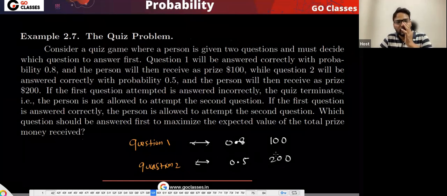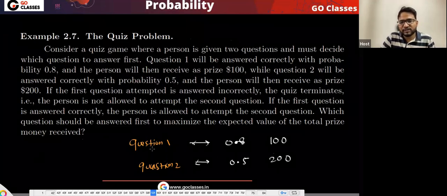Okay, that's fine. But there are some other conditions that make this question more challenging. Now, what they are saying is that if the first question, whatever is the first question, is not question 1, which means he has to answer the questions in sequence.